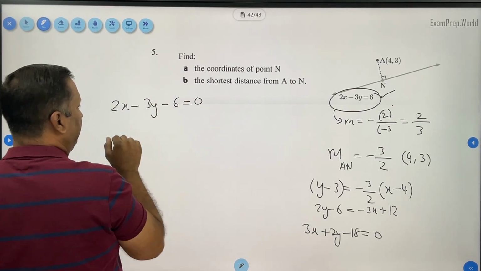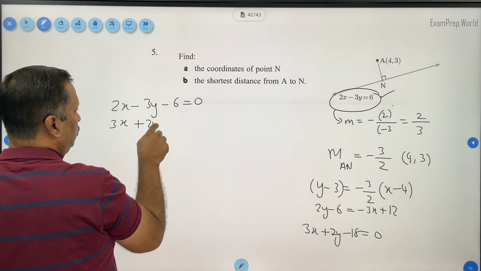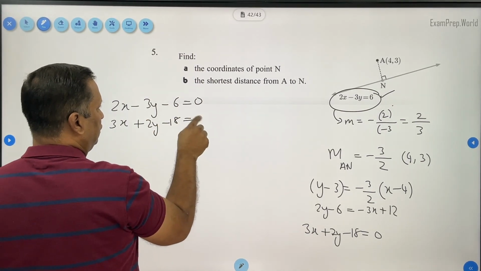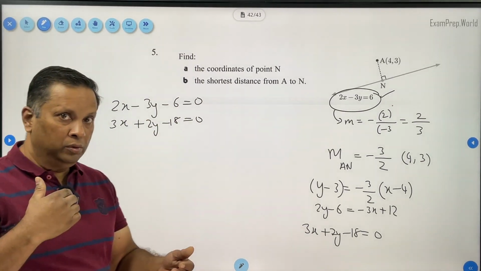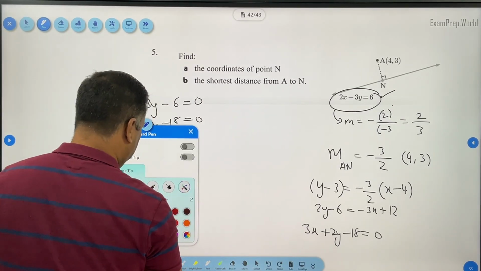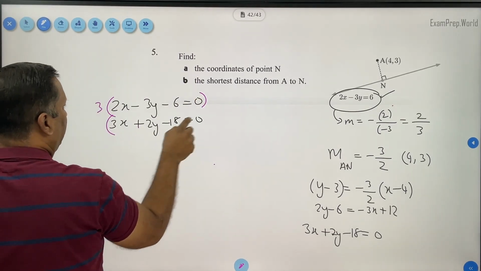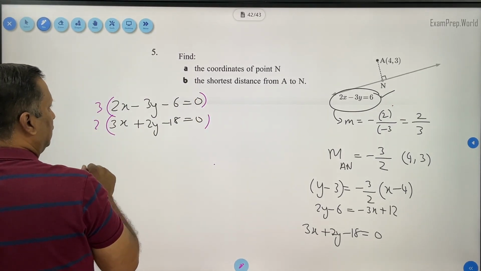I am getting 6 on the left side. Here it is 3x plus 2y minus 18 equal to 0. Let's do the elimination method here. I will use a different color so that you understand. Multiply the whole thing by 3, and multiply the other whole thing by 2. So what do we get?